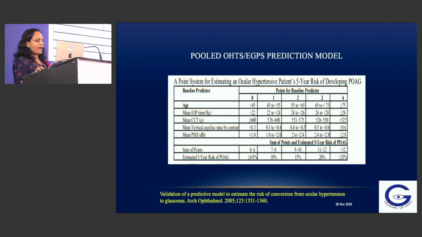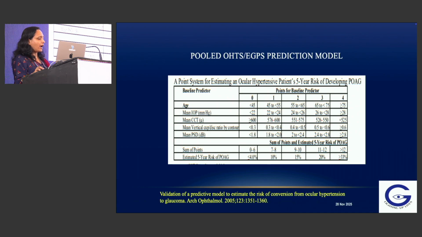They gave points to each of these risk factors and then took the sum of these points. If the sum is 0 to 6, the estimated 5-year risk of progression is less than 4%. If it is 7 to 8, it is 10%. 9 to 10, it is 15%. Then 11 to 12, 20%, and more than 12 is 30%. So this is just a rough guideline.